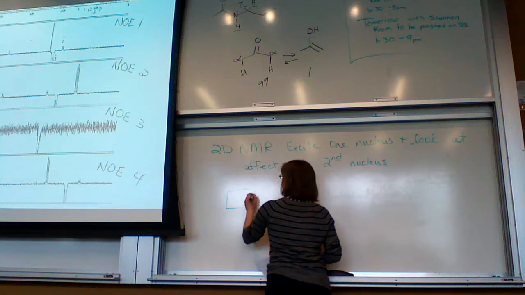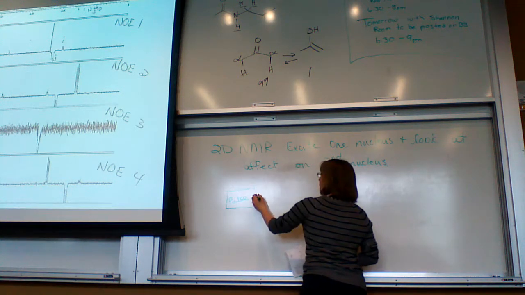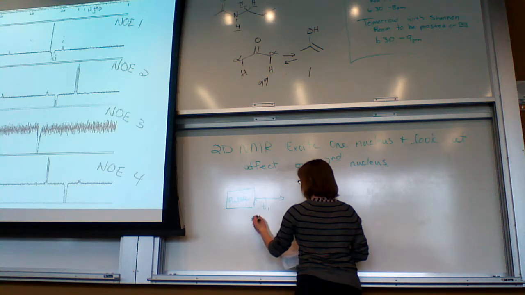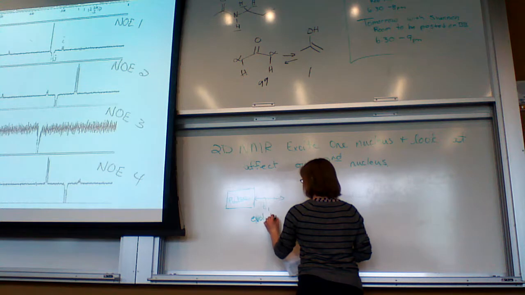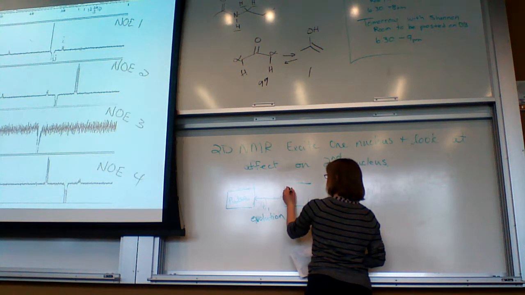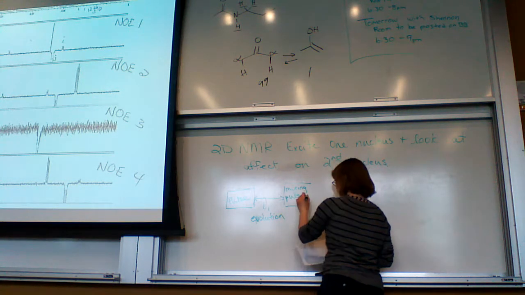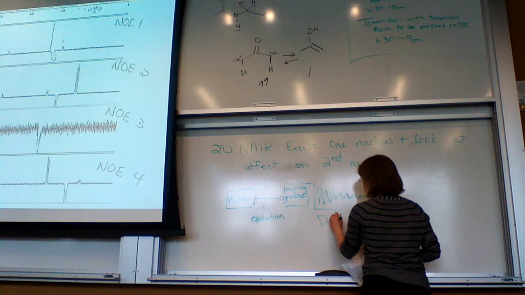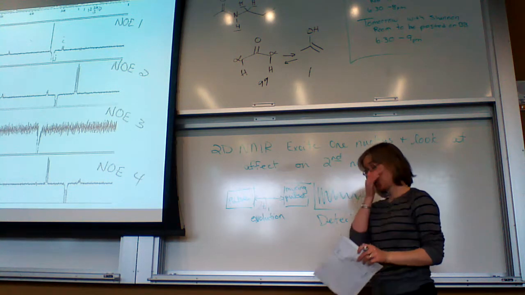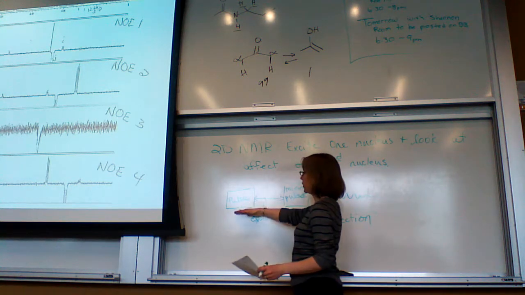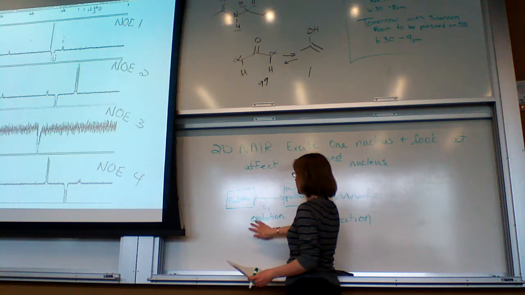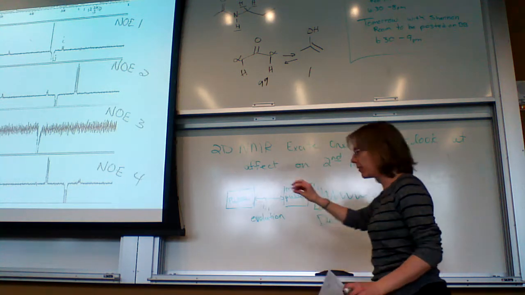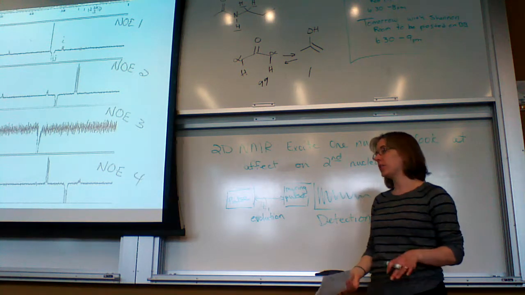In general, you're going to have your normal pulse, and then there's going to be some time delay. We're going to call that time T1. We're going to call that the evolution. Then there's going to be a second pulse. And then we're going to do our detection. First pulse is going to excite the one nucleus, and we're going to have some time delay in between that and a second pulse, which is going to excite them in a different manner, and then we have the detection.